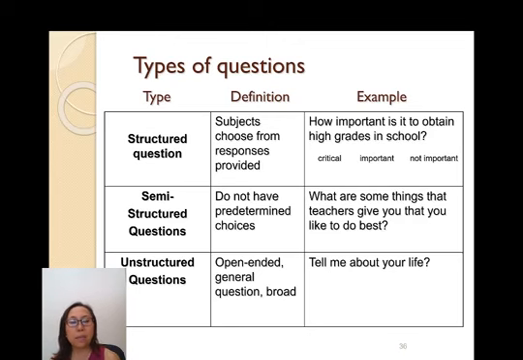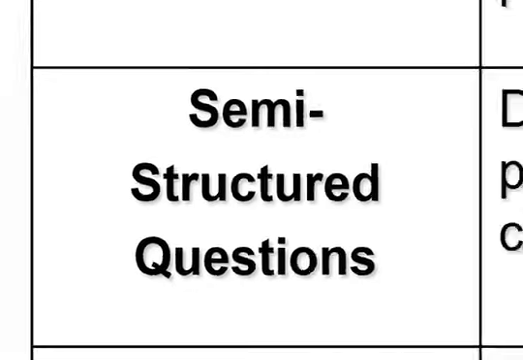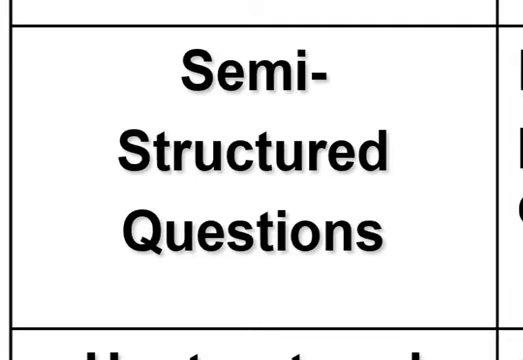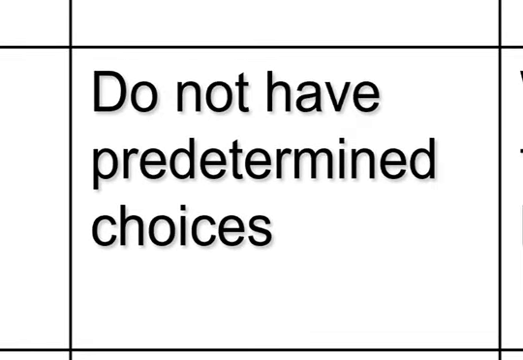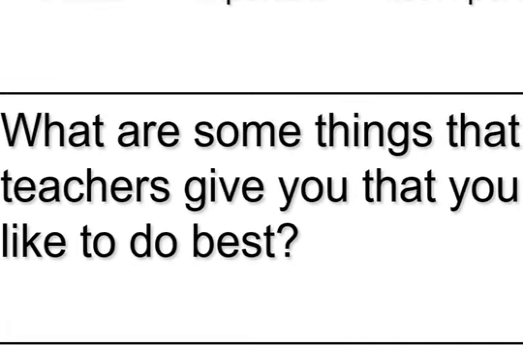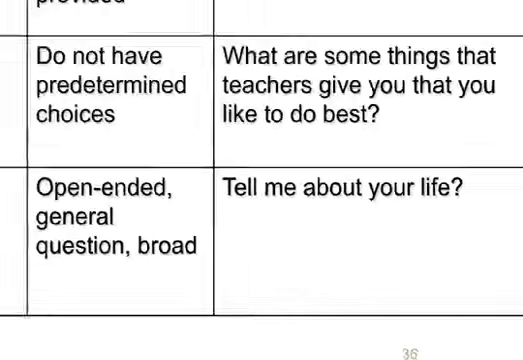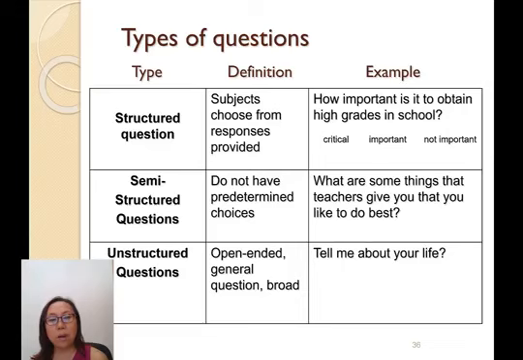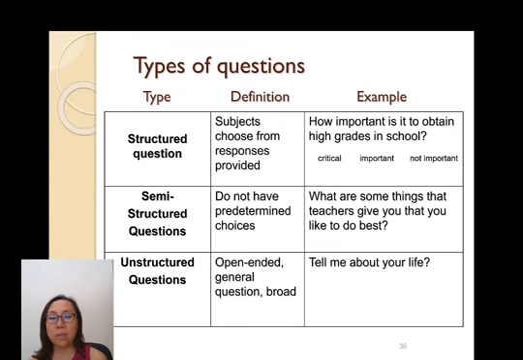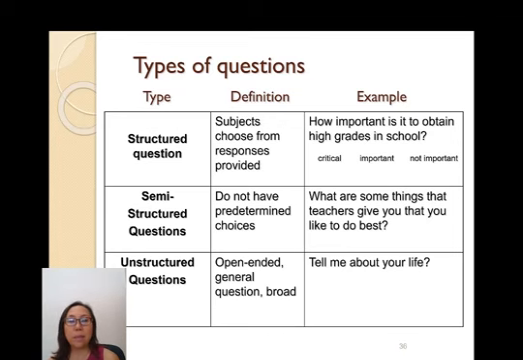But then there are two additional types of data that are pretty open-ended and allow for the respondent to respond with words. That's semi-structured questions and unstructured questions. Semi-structured questions do not have predetermined choices like the structured questions, but it's very specific. For example, what are some things that teachers give you that you like to do best? So of course, you're going to get answers that are positive, right? So it's very specific, but still open-ended. And then there are the unstructured questions that are also open-ended, but these are much more broad, general questions, like tell me about yourself, right? Where do you begin, right? So semi-structured questions and unstructured questions are the qualitative kind of data that we will not touch upon, but working with the quantitative data, focus more on the structured questions.